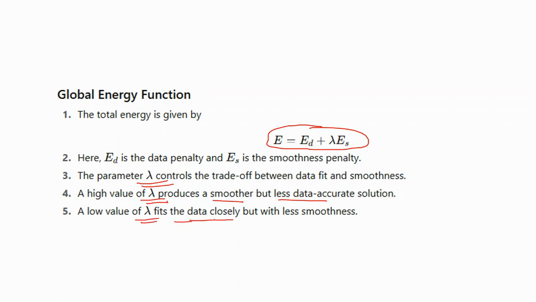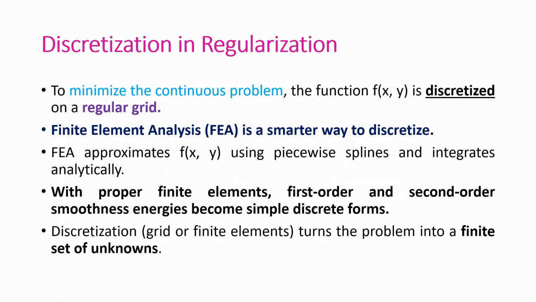Low lambda represents fits the data closely but with less smoothness. So this is all about energy formation. Energy formation contains two terms: one is data as well as smoothness. Now we are going to see discretization of regularization.